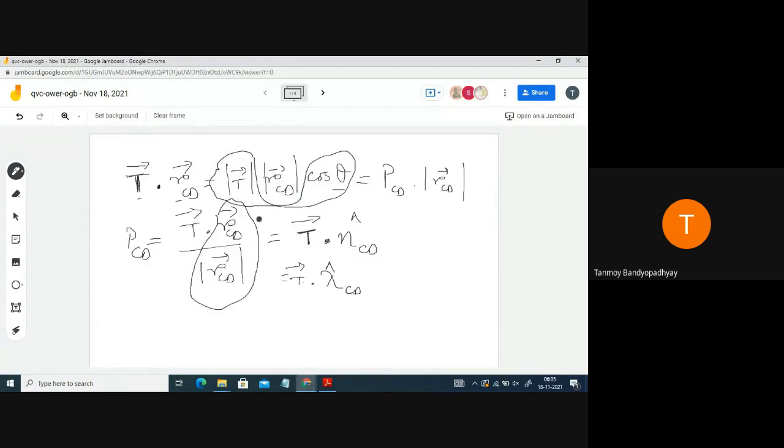So you just have to multiply the force by a unit vector in the direction where you want to find its projection. Multiply the force vector F with the unit vector in the direction where you want to find out the projection of this force. Clear?